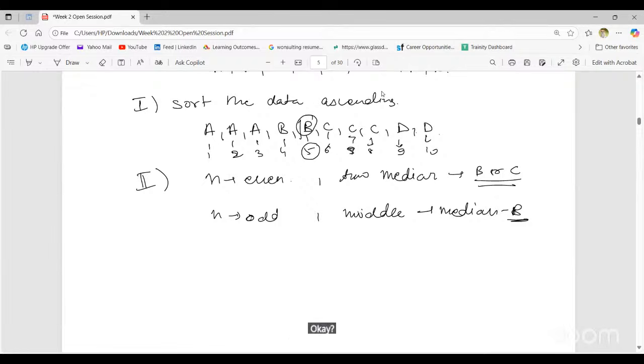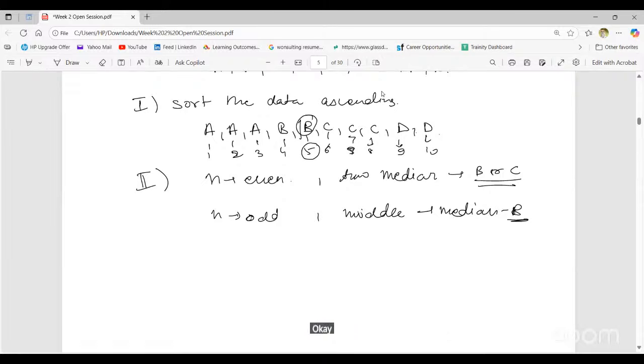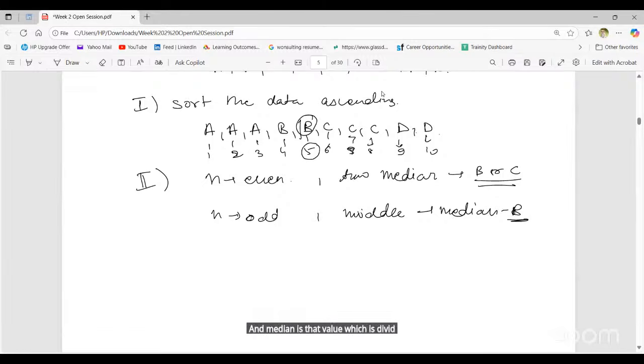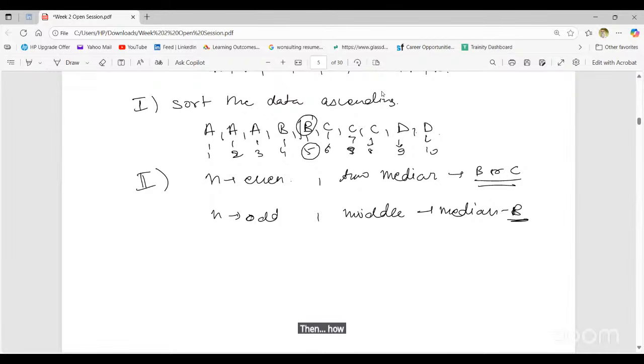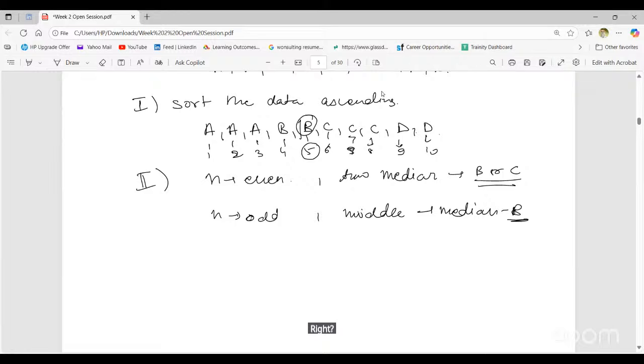Is there any situation where we won't order it? There can't be any situation. If you can't order it, then you can't calculate the median. Median is actually just dividing the whole data set in 2 parts, and median is that value which is dividing that. So if you're not ordering it, how are you going to calculate the median, the value which is dividing the whole data set? Is it fine? Yes, ma'am.